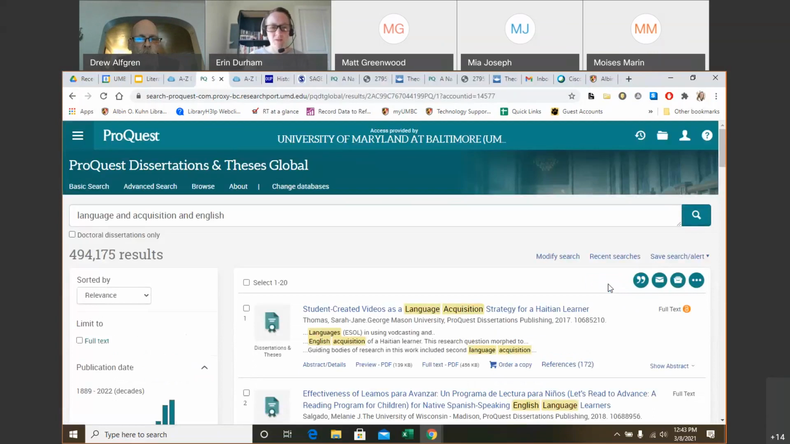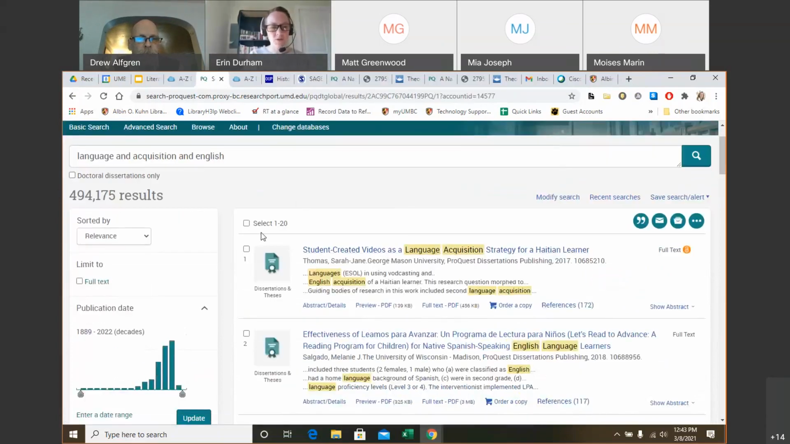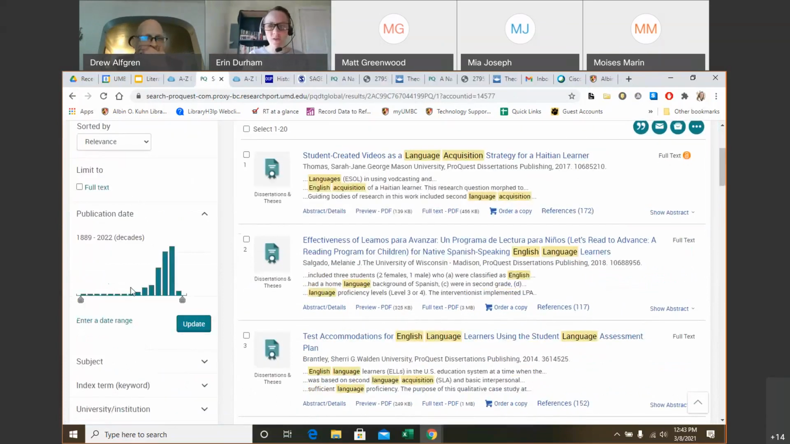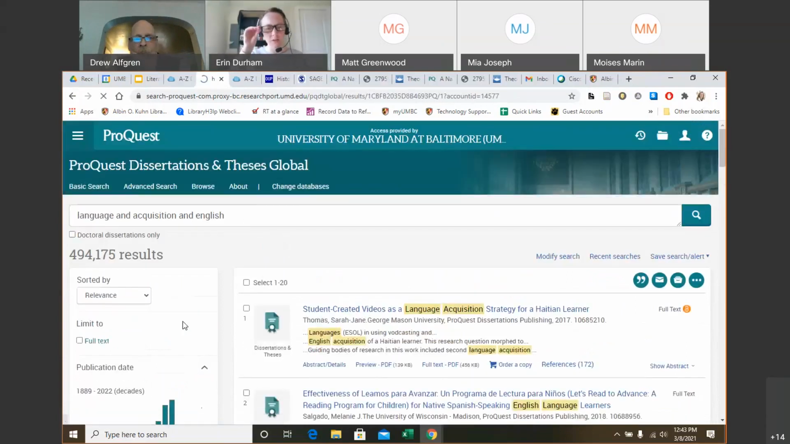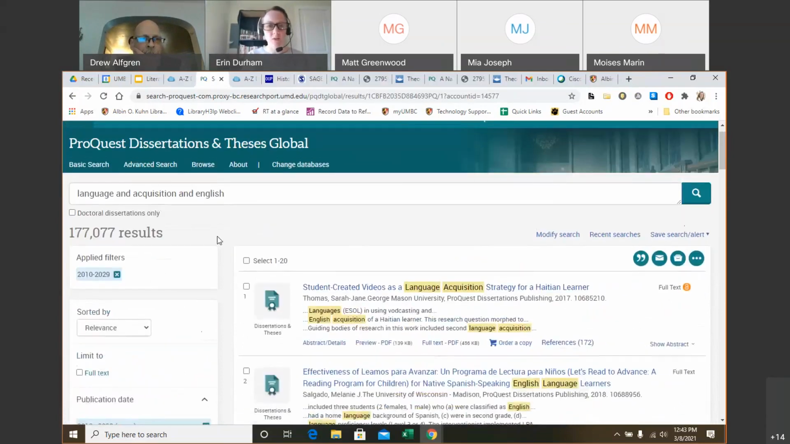All right, so that's a very broad search. It's always useful to narrow down. You can take a look at your options over on the left, and you can definitely limit by publication date. Just look at the most recent, the last 11 years. So that did bring it down a little bit.